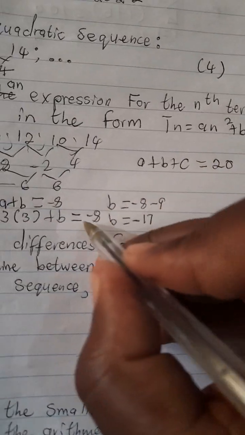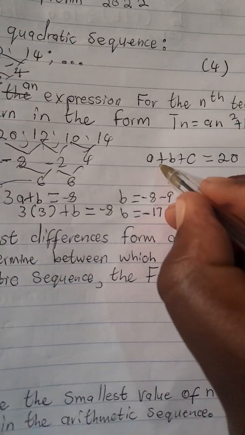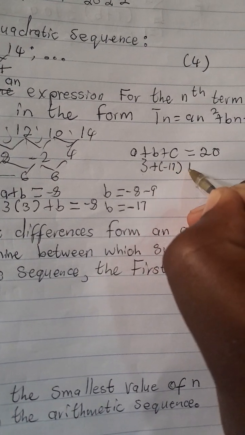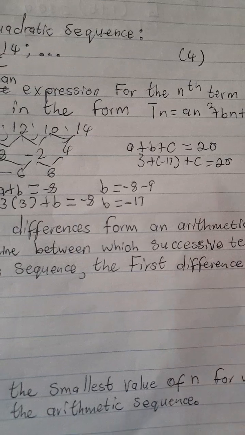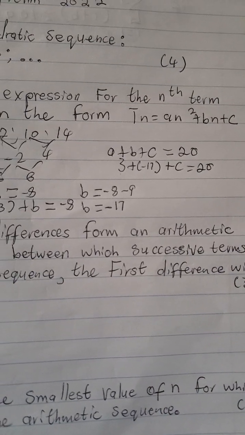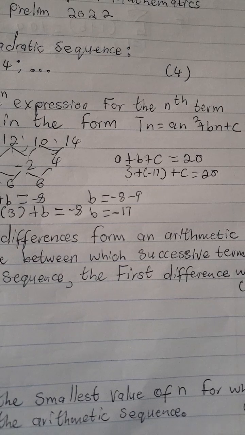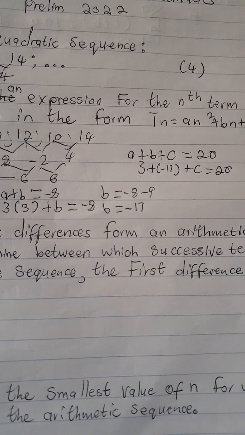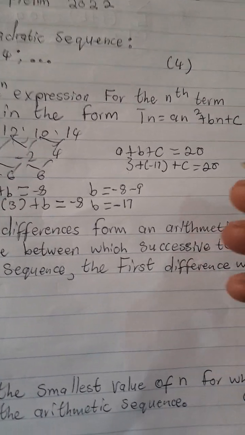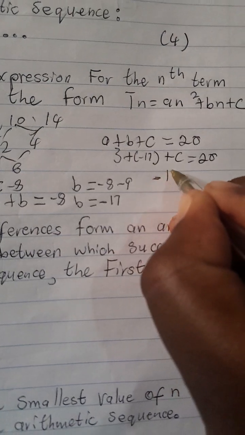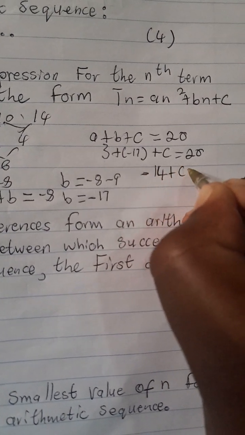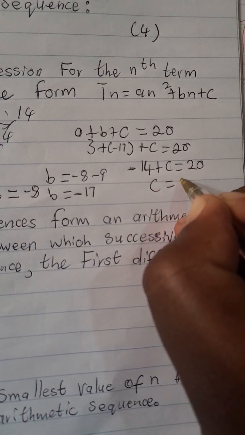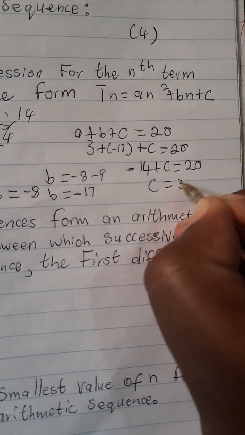Let's substitute. We have a as 3, and b as negative 17, plus c, which is equal to 20. So what is 3 minus 17? We are going to have negative 14 here. So it's negative 14 plus c, which is equal to 20. Transpose this: 20 plus 14, that will be 34.